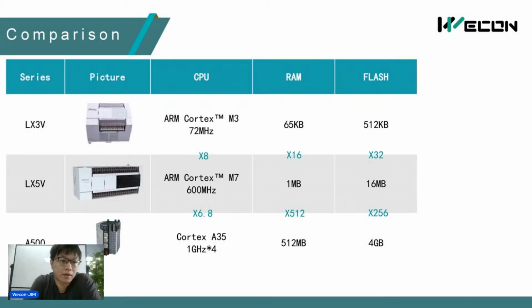Okay, now let's check the difference between the platform PLC and our small size PLC. As I said just now, our small size PLC has the LX3 series and LX5 series. From these three points, for the CPU, the CPU of the A500 series is about 50 times faster than our LX3V. And also for the ROM and flash, our A500 is much bigger than the LX5 series and LX3 series. For the detailed parameters, you can check this table.